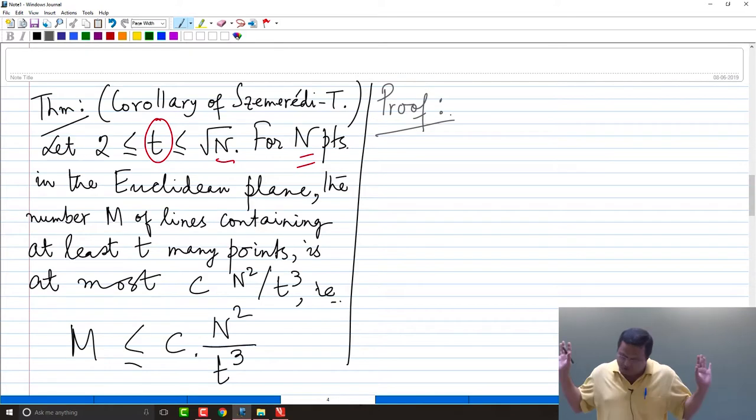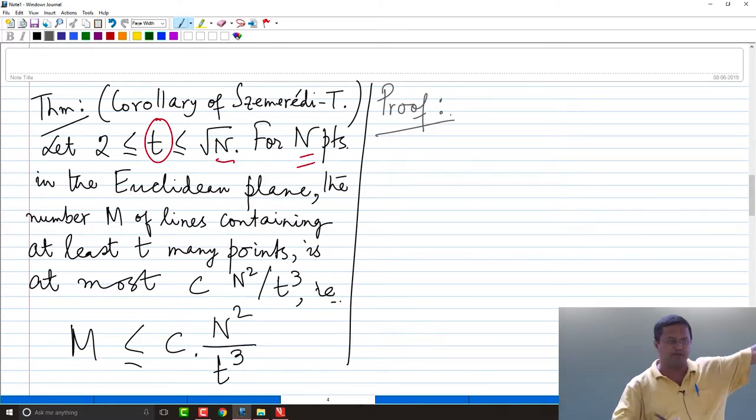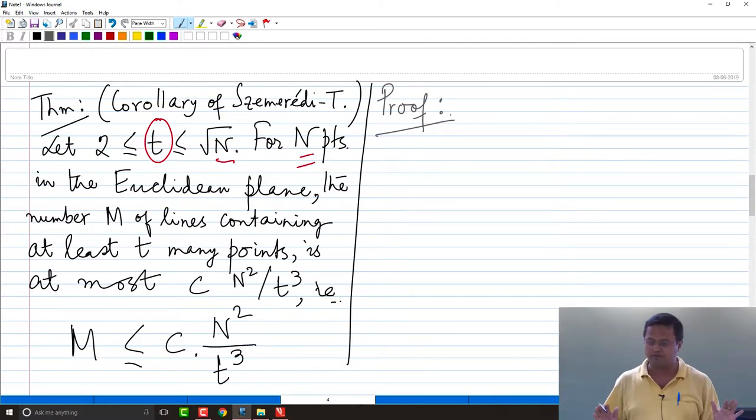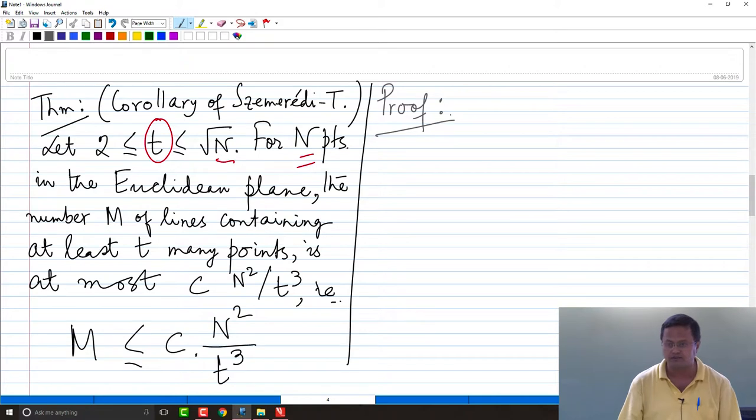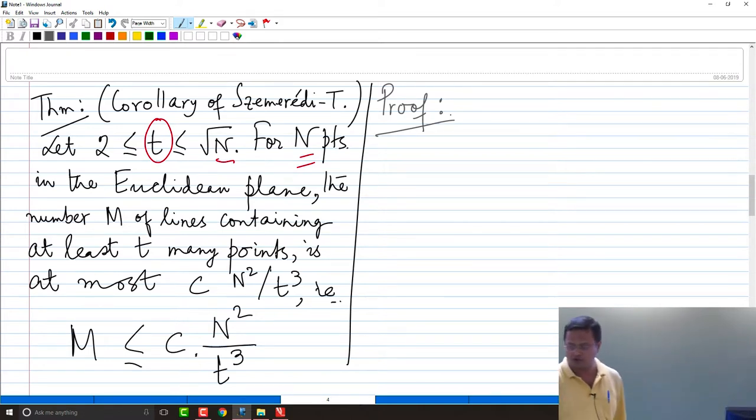So, the formation of the graph is just the same as in the previous proof of Szemerédi–Trotter, but you only take those lines which have at least t many points, and then the construction of the graph is the same. You have this line, you have vertices on the line, the points are vertices, and if two points are side by side on a line, you give an edge. And if there are m lines, there would be roughly m square kind of crossings.